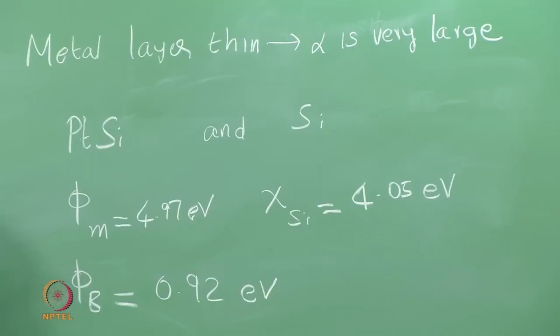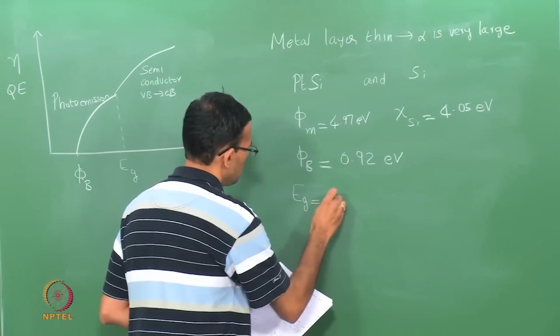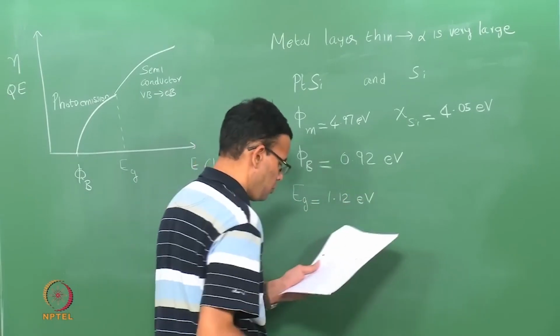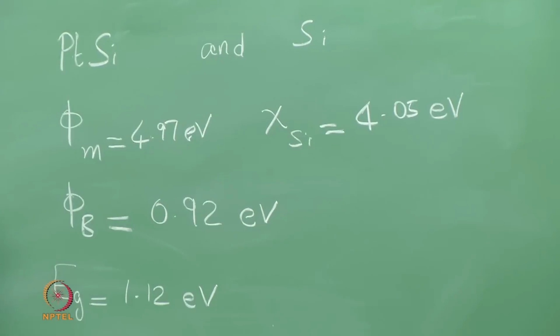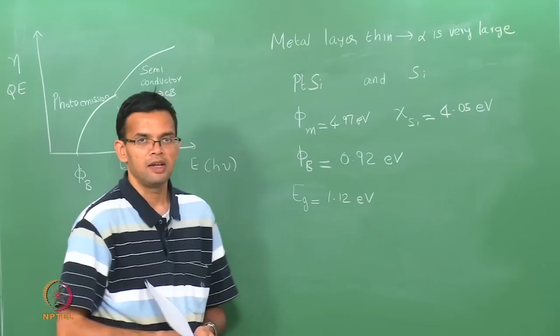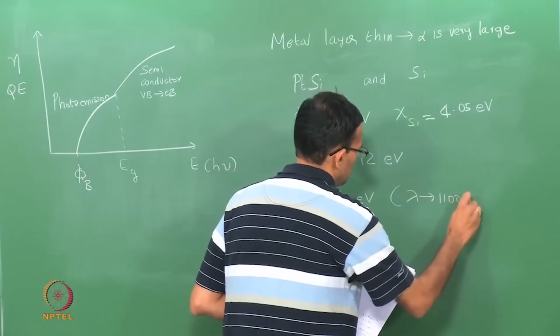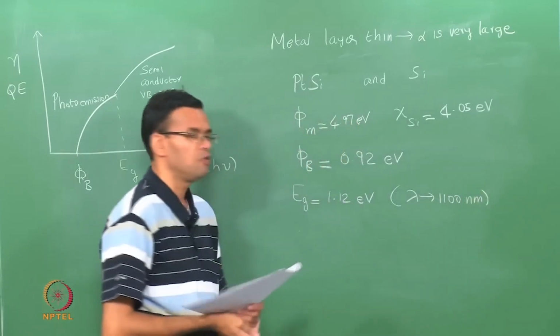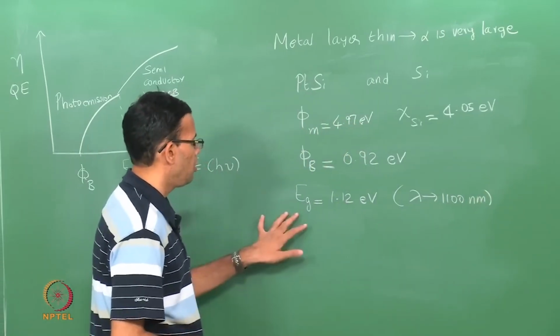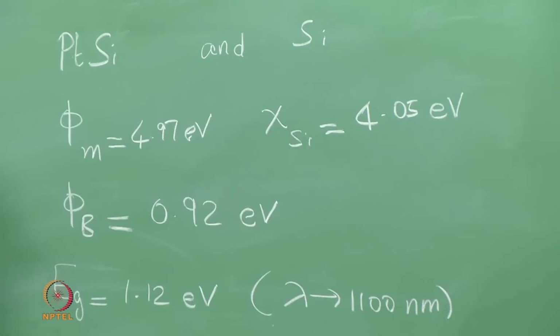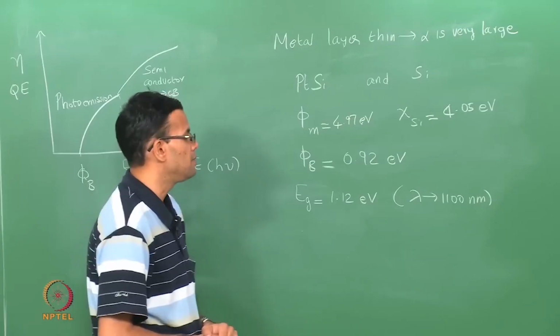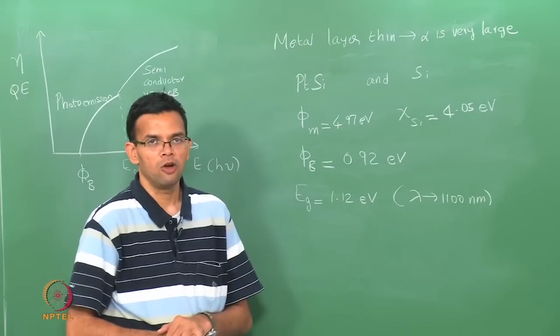The band gap of silicon Eg is 1.12 electron volts. This corresponds to a wavelength of approximately 1100 nanometers. As long as your wavelength is below 1100 nm or energy is above Eg, the light will be absorbed by the silicon, but if your energy is between 1.12 and the Schottky barrier, the light will be absorbed by the platinum silicide layer in the internal photo emission process.